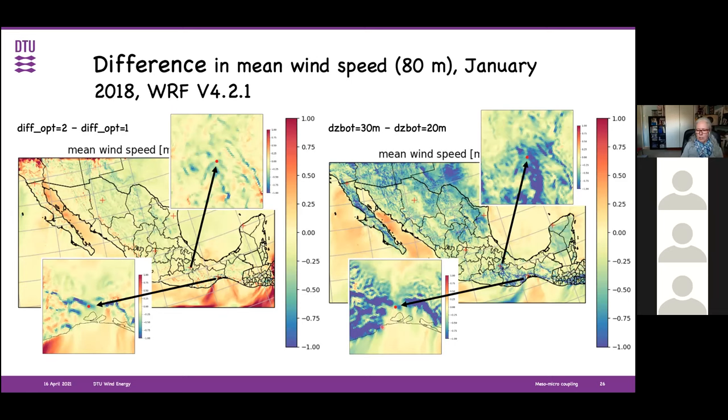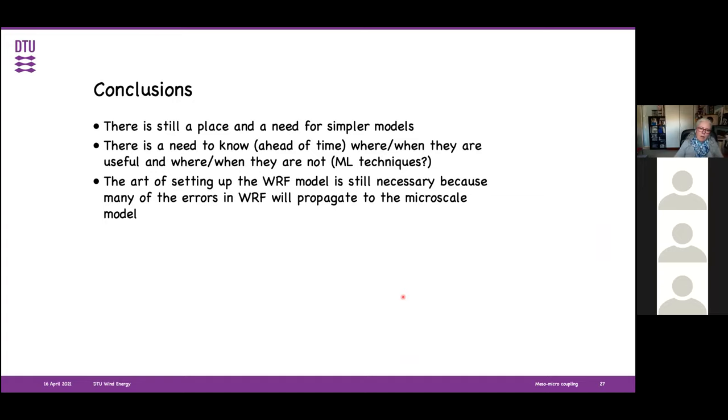But here some of the things that I changed were the sea surface temperatures and the roughness around the terrain. So in conclusion here, I think there's still a place for simple models, and maybe I convinced you that there are a lot of people out there that want to use our results for other things that are important as well.